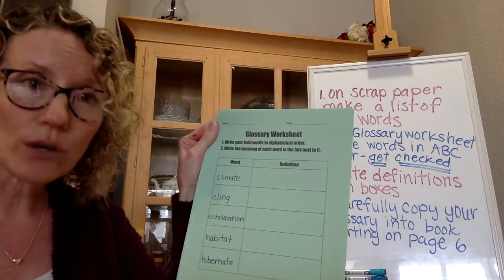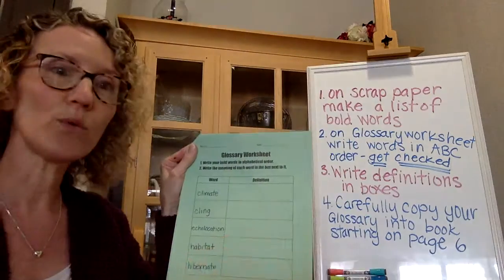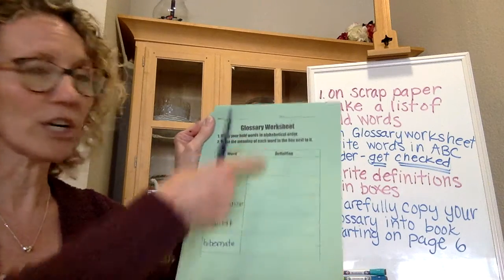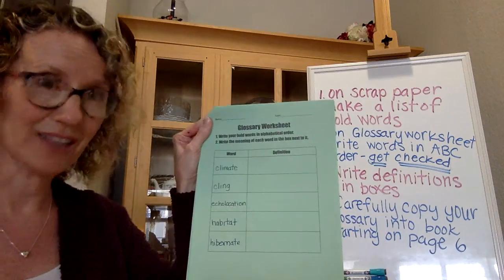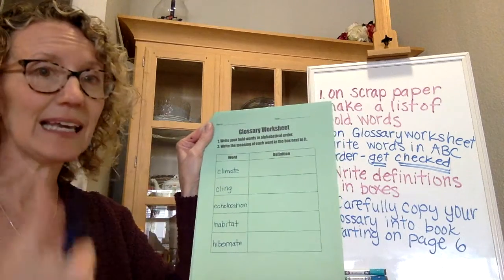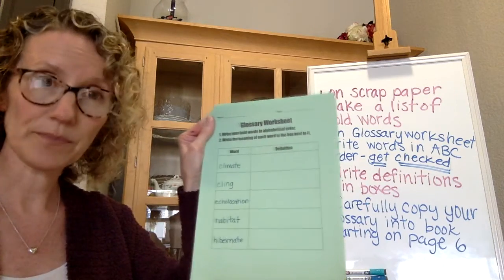That's going to take a little while. And do you want to write down what the word means and then have it in the wrong order and you won't be ready to copy it into your book? Because your worksheet for your glossary won't be in the right order and it's going to make it really hard for you. So write the words in ABC order, get checked, then work on writing the definitions. Okay?